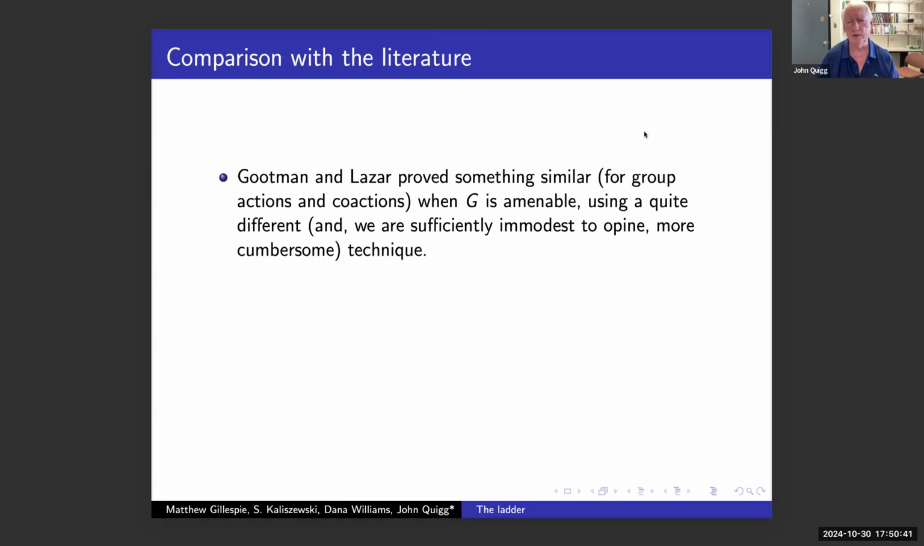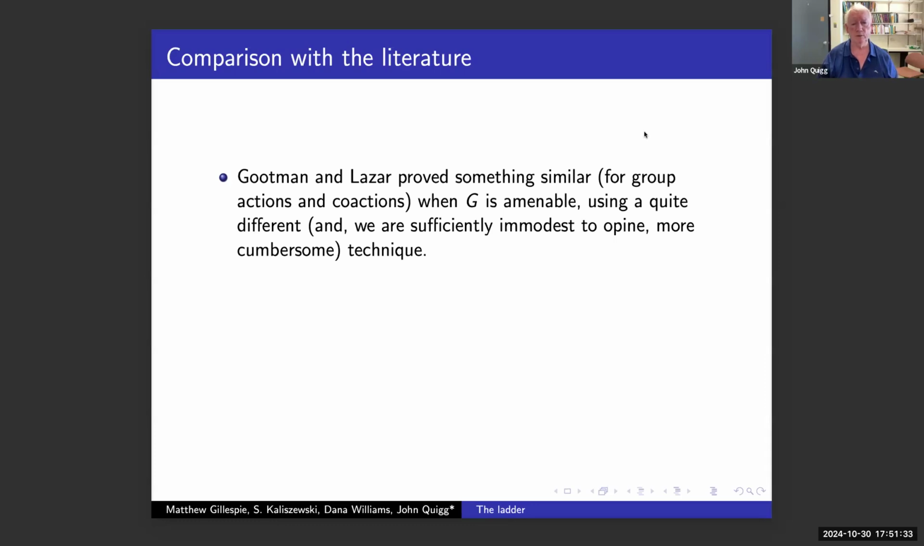There are earlier versions of these bijections between sets of invariant ideals. This was a couple of decades ago. Gutmann and Lazar proved something similar for group actions and coactions if the group is amenable, and that's a big assumption. Everything collapses when the group is amenable. There's no distinction between full and reduced cross products by an action. There's no distinction between maximal and normal coactions. Every coaction is both maximal and normal at the same time. And that simplifies things considerably.